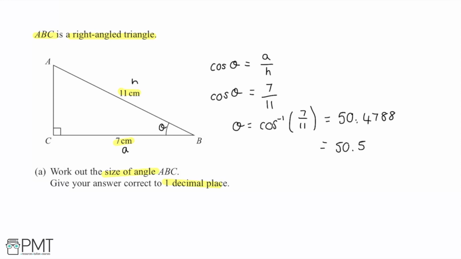We'd get the first mark for working with cos here, so the cos of theta is equal to 7 over 11, that gives us the first mark, and then the second mark for the correct final answer of 50.5 degrees.